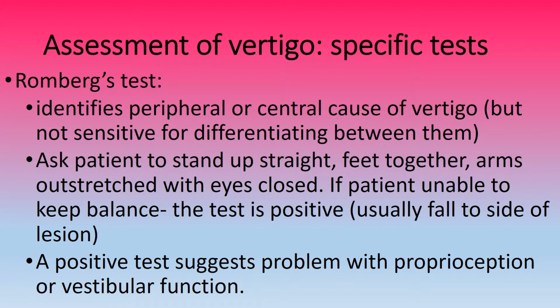Assessment of vertigo, specific tests. One is Romberg's test. It identifies a peripheral or central cause of vertigo, but is not sensitive for differentiating between them. Ask the patient to stand up straight, feet together, arms outstretched with eyes closed. If the patient is unable to keep balance, the test is positive. They usually fall to the side of the lesion. A positive test suggests a problem with proprioception or vestibular function.